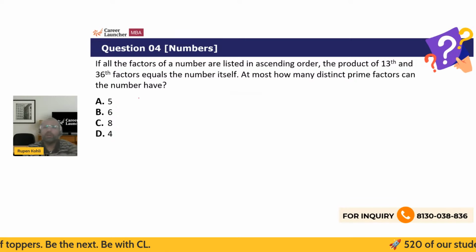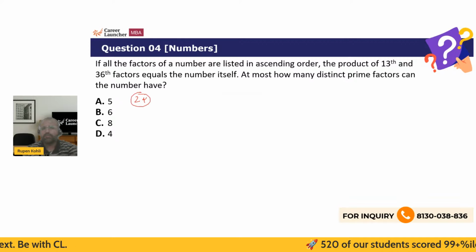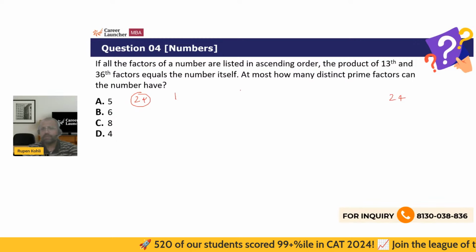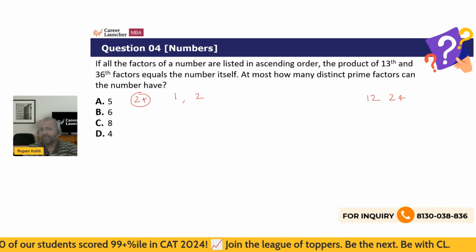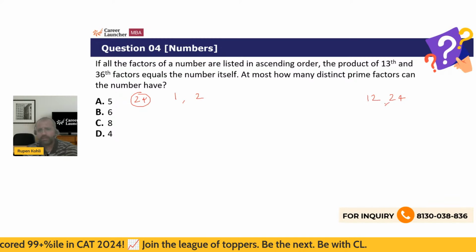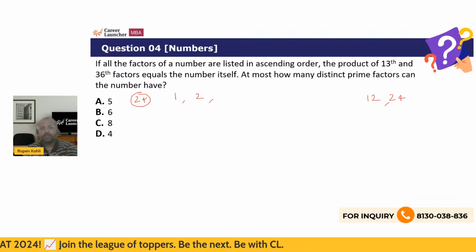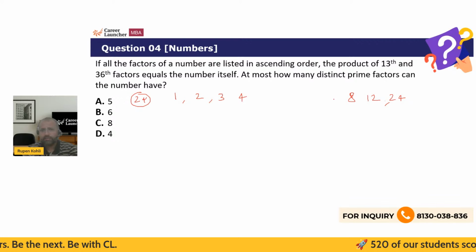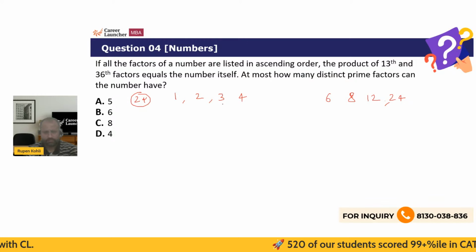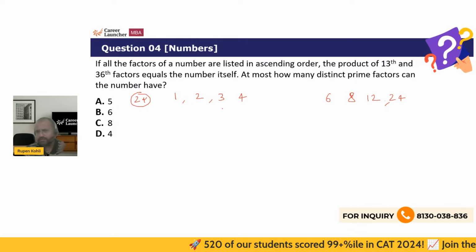Let me take a very small number. Let's say 24. List down all its factors. So 1 is there, 24 is there. Then 2 is there, then 12 is there corresponding to that. And there is no factor between 12 and 24. You can see that. And then there will be 3 here, and then there will be 8 here. So 3 into 8 is 24. And then there will be 4 here, and there will be 6 here. 4 into 6 is 24, and that's all. 24 has only these 8 factors.